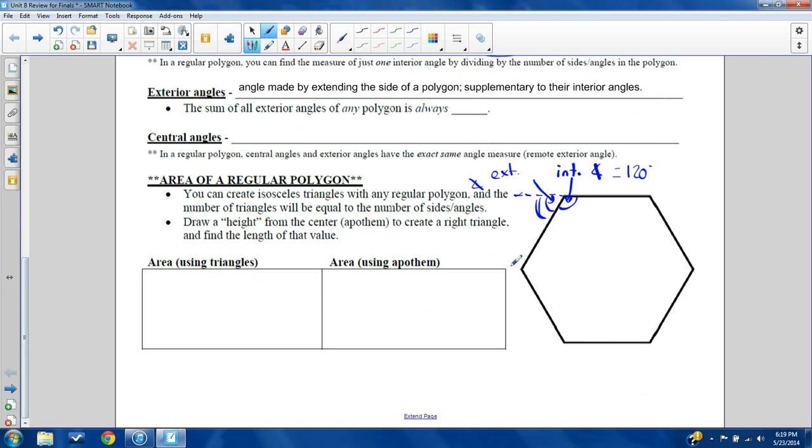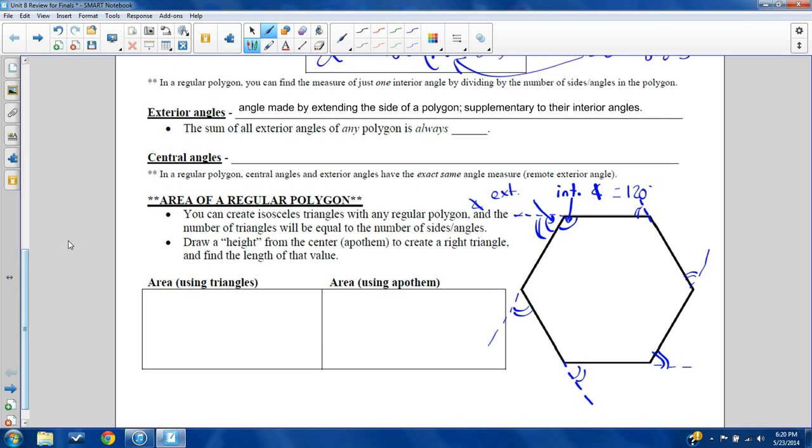That's not the only one. Extend all sides. There, there, there, okay? Exterior and interior angles, there's the same number of them. So there's 6 exterior angles in a hexagon, just like there are 6 interior angles, okay? The sum of all exterior angles of any polygon is always 360 degrees. So if I take each exterior angle, in fact, I'll give you an actual example here with a regular hexagon.